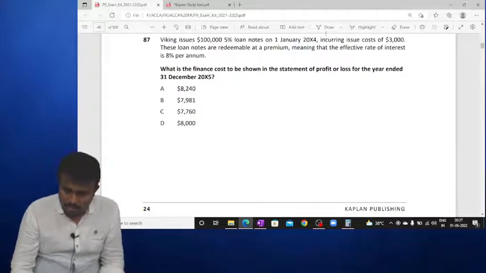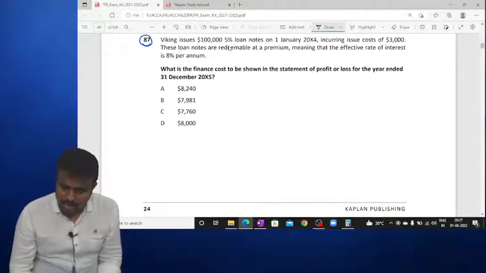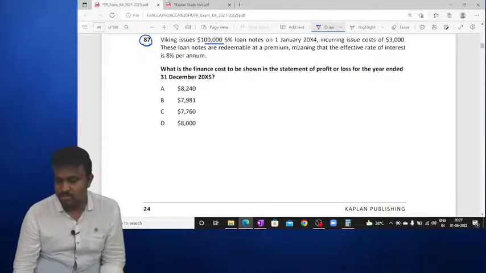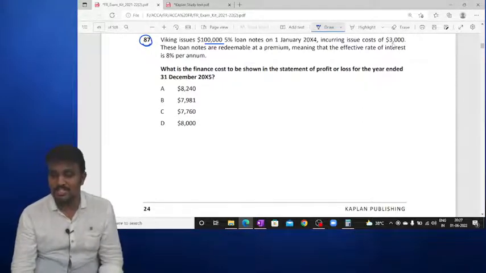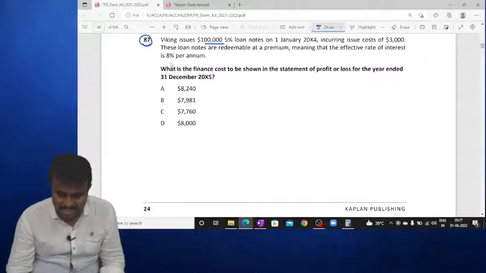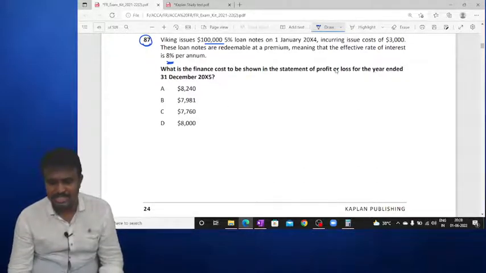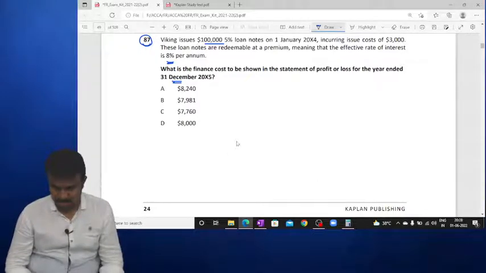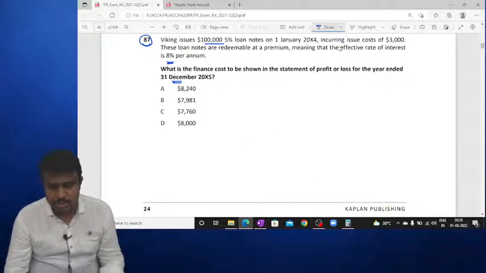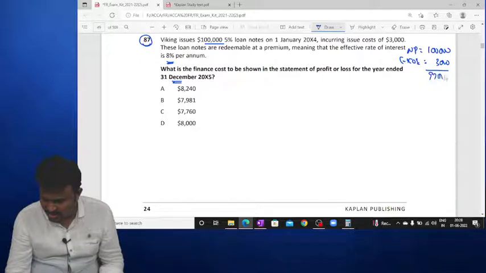Then coming to here, Viking issues 1 lakh 5% loan notes on 1st January 20X4, incurring an issue cost of 3,000, and the loan notes are redeemable at a premium, meaning that the effective rate of interest is 8% per annum. What is the finance cost to be shown in the statement of profit and loss for the year ended 31st December 20X5? So here the loan notes are issued at par, but there is an issue cost. So net proceeds are 1 lakh minus the cost of issue of 3,000.